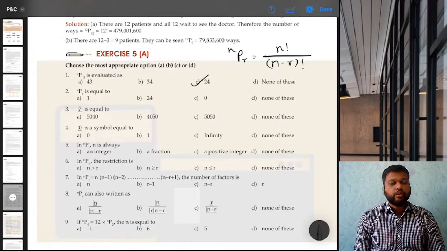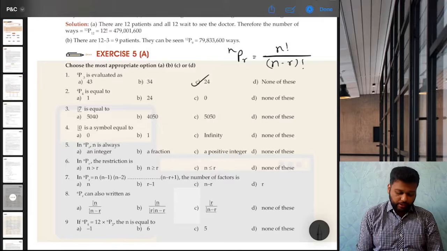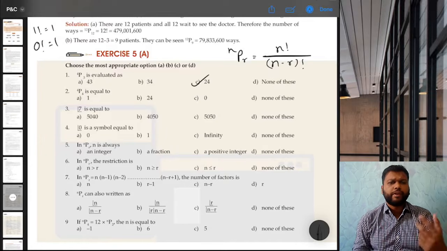4P4 is equal to, 4P4 is what? 4 factorial upon 0 factorial, which is nothing but 4 factorial, because you should always keep in mind 0 factorial is 1, 1 factorial is also 1. Okay, fine. So 4 factorial by 1 is again 24.